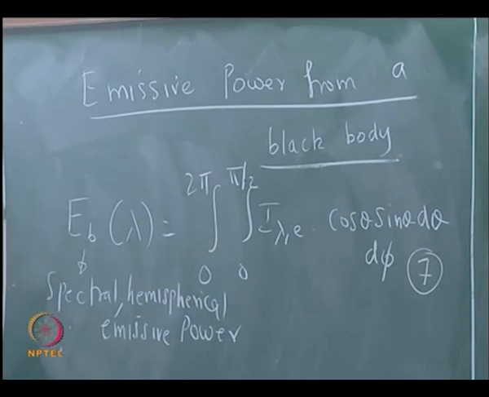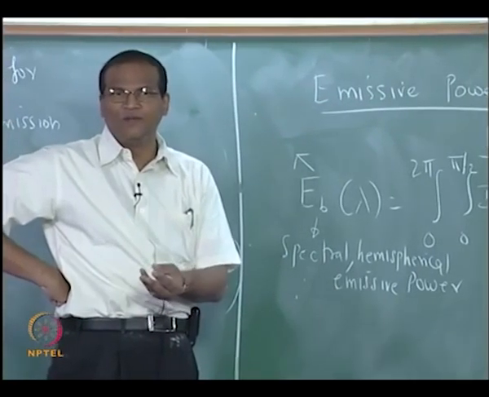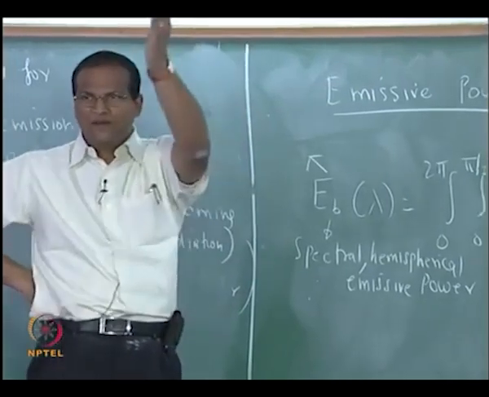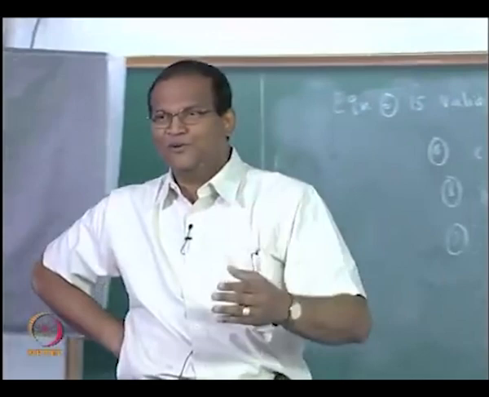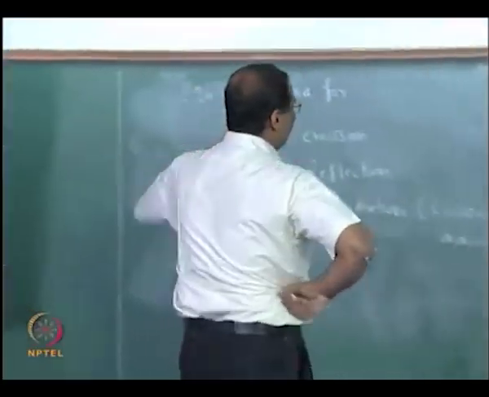What should be the units of this? What are the units of EB lambda? Watts per meter square per micrometer. Meter is too big for us. Do not say sir, we will make it watts per meter cube. Meter is a unit for length, micrometer is also a unit for length. So we may be inclined to put watts per meter cube, but it will give indecent numbers. So we want to put watts per meter square per micrometer, because meter is too big for us.